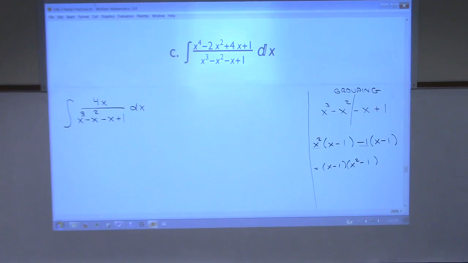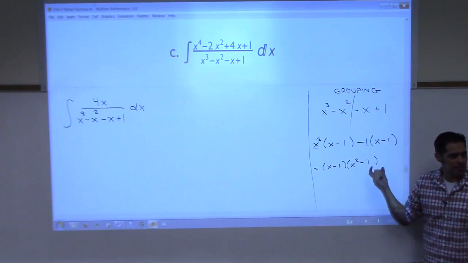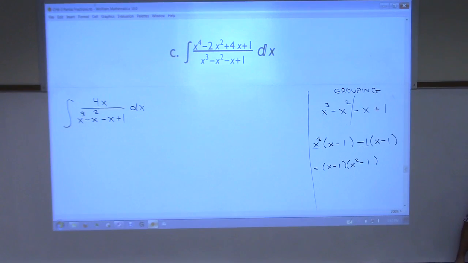You could write this the other way. You could write x squared minus 1 in front of x minus 1. Is that the way you learned it? Yes? This part right here always troubles me. Why do you just drop the x minus 1? Why do you just drop it?